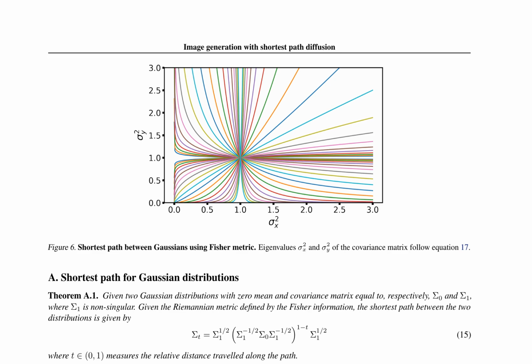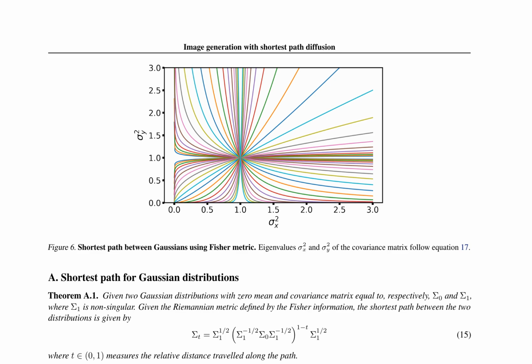In the special case of sigma 1 being an identity matrix, the eigenvectors of sigma t remain the same as those of sigma 0, while the eigenvalues of sigma t are equal to those of sigma 0 raised to the power of 1-t. This implies that the eigenvalues of sigma t satisfy the equation sigma_y^2 equals sigma_x^(2 alpha), where alpha depends on the eigenvalues at t equals 0.